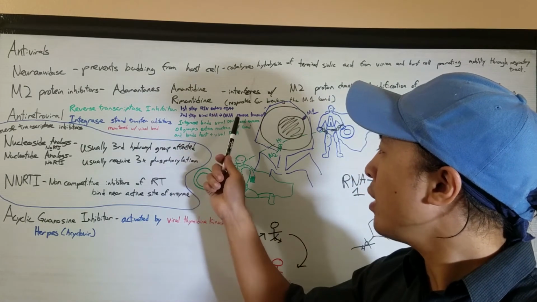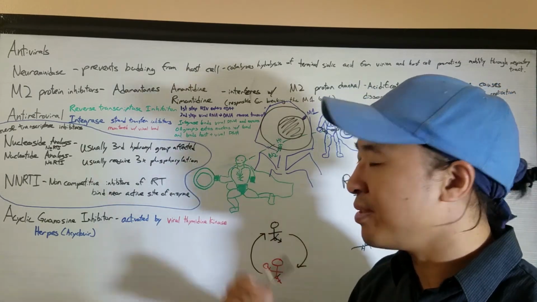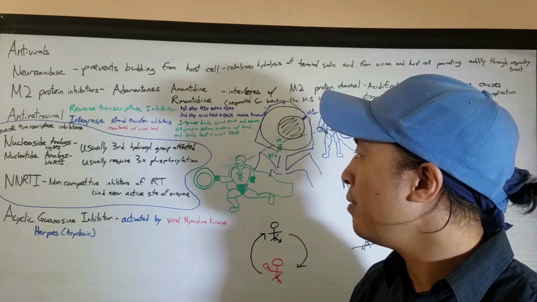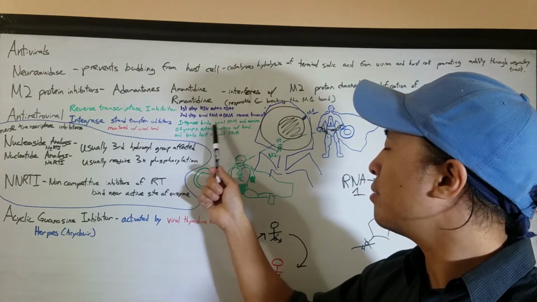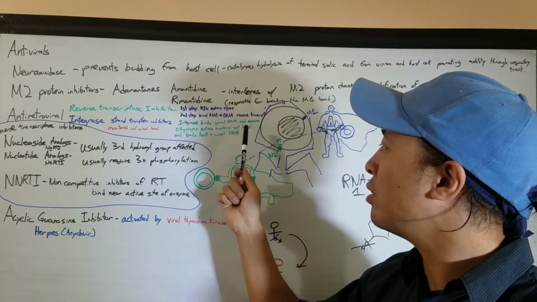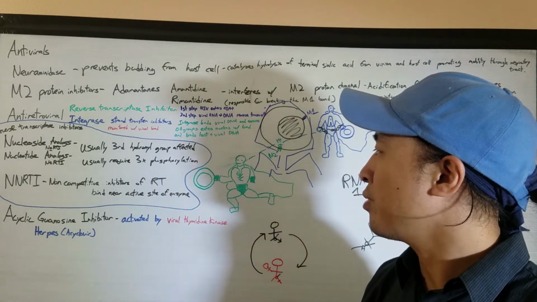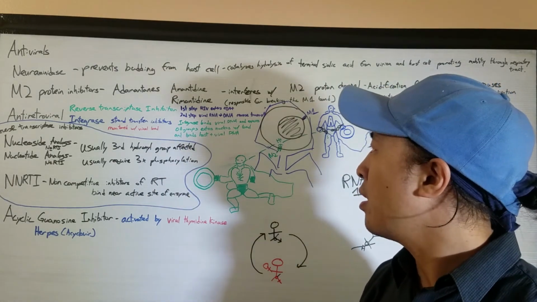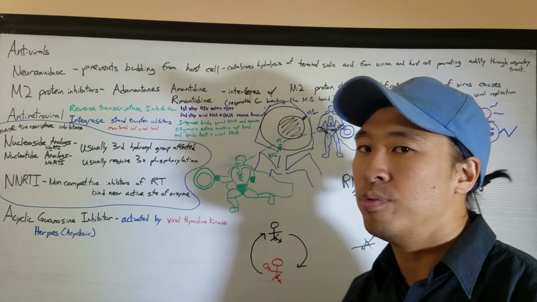After we have the reverse transcriptase, we're going to have another step that happens after that. The integrase binds the viral DNA and exposes OH groups, which are hydroxyl groups. And what is that going to do? Let's think about it.